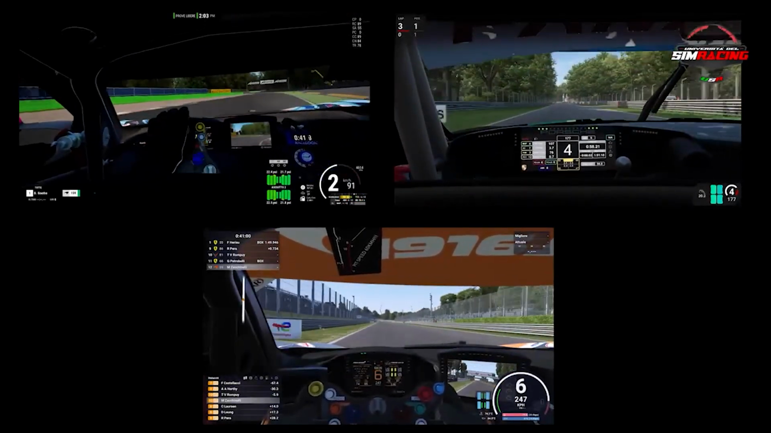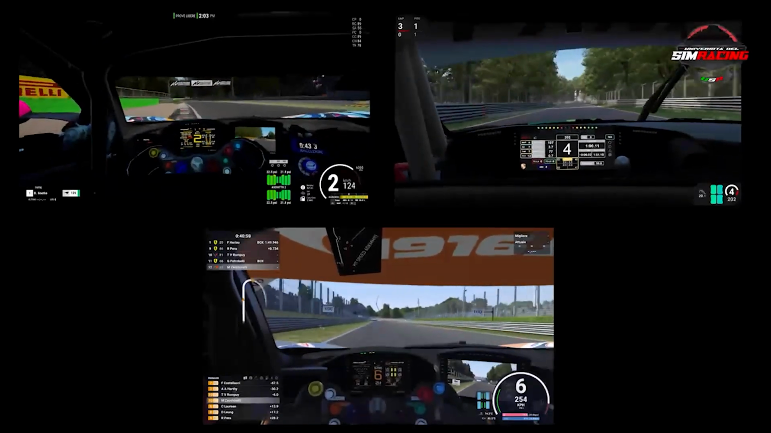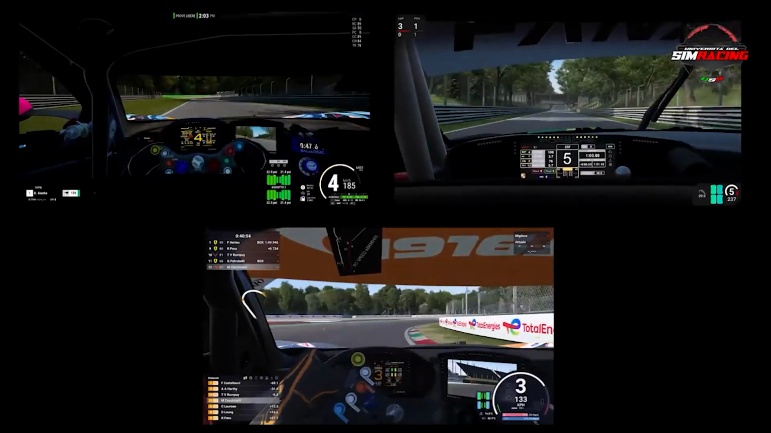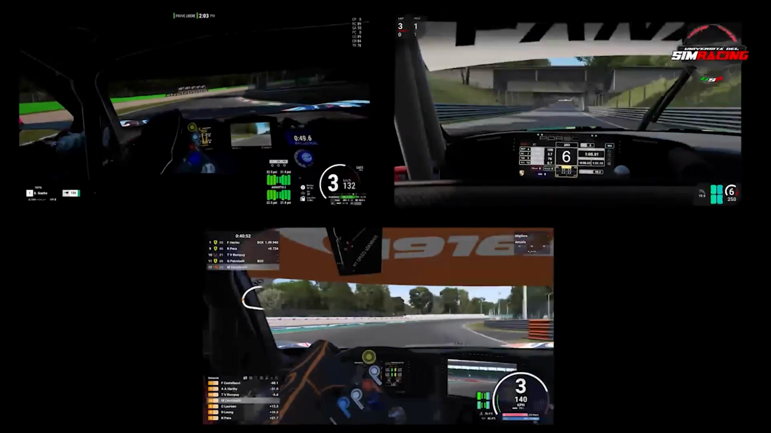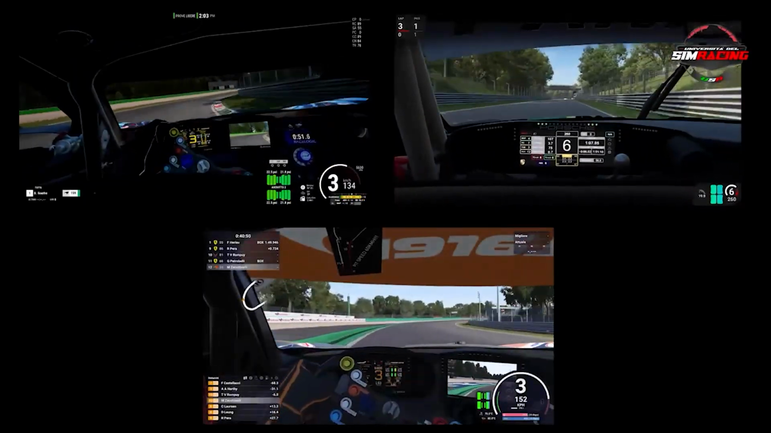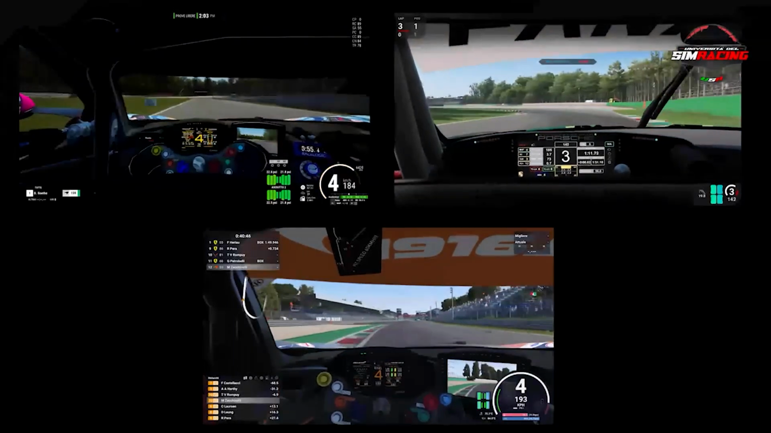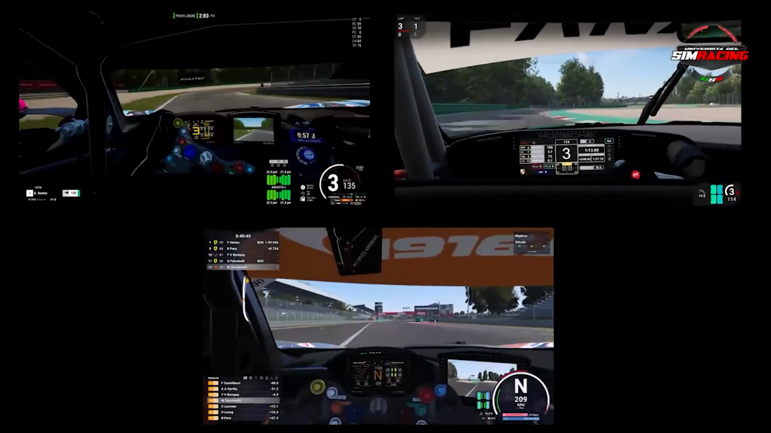Finally, Automobilista 2, the least mainstream of the three simulators, once again proves the attention to detail that its developers have put into the physics model. While not perfect, each new update introduces notable improvements, further solidifying its position as one of the most refined simulators in terms of physics. That's all for this video.